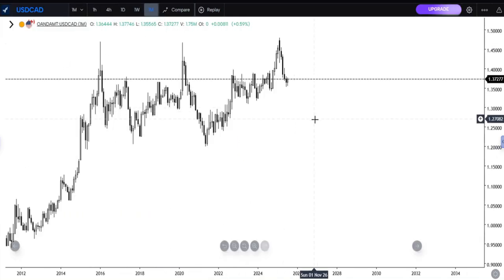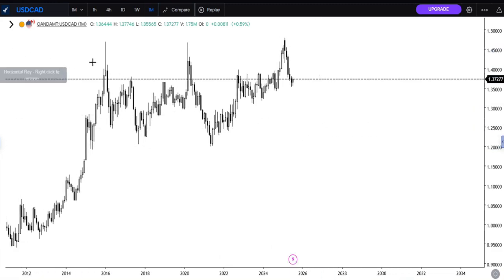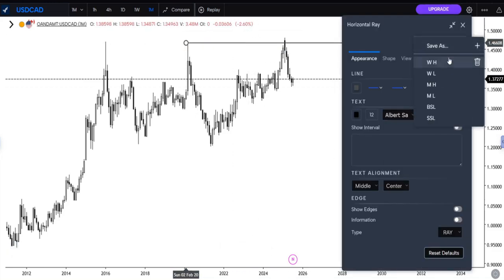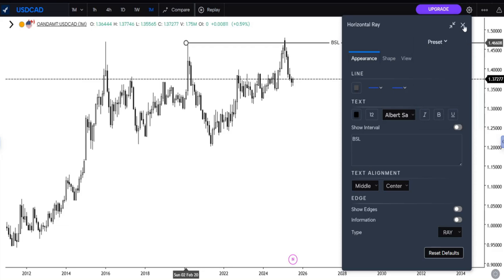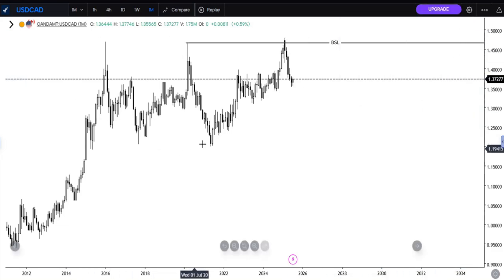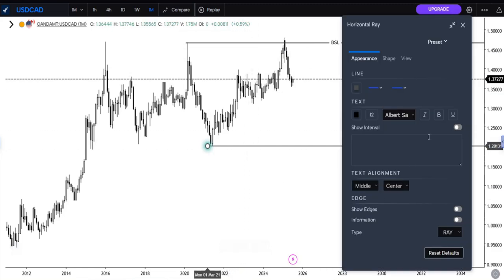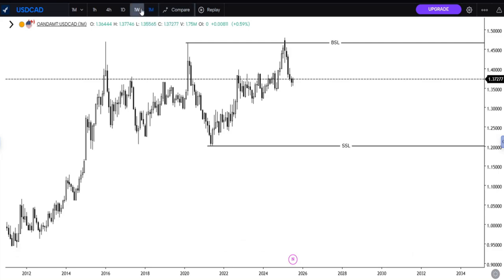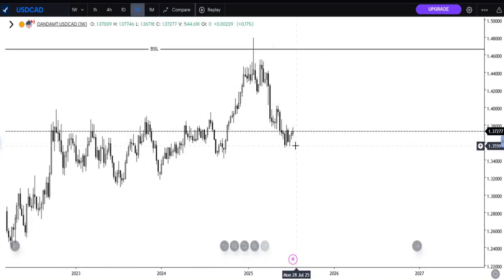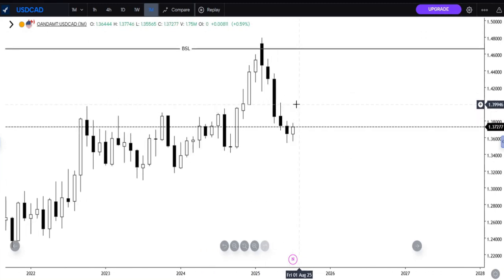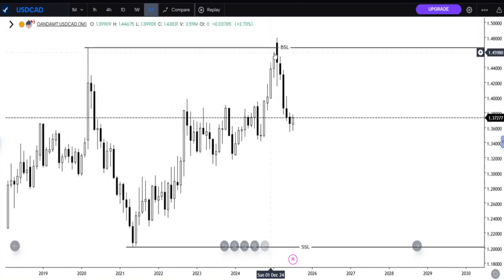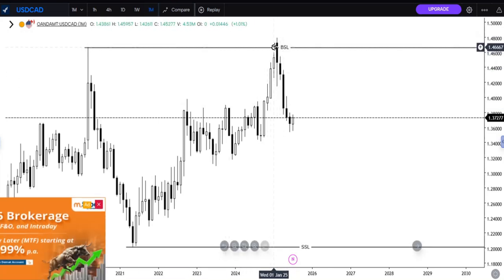USD CAD on the monthly. First thing I notice right here, buy side liquidity. And down here we have sell side liquidity. I don't see anything else, but it's gonna be bearish soon. Let me see. There was a liquidity sweep up here. It swept this liquidity when it moved past it here.